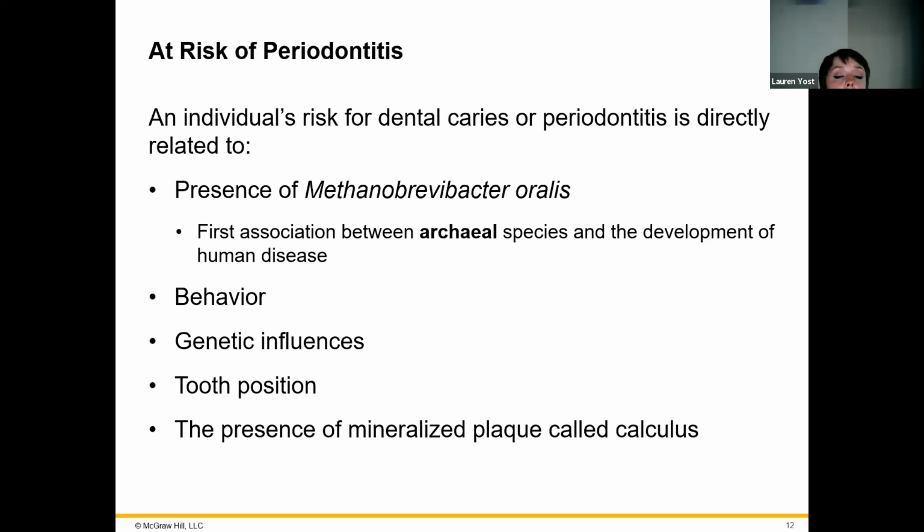Your risk of periodontitis through dental disease is going to be higher if you have Methanobrevibacter oralis. Methanobrevibacter oralis is an archaea. It's the only archaea that we will ever talk about in this class that is associated with dental caries. And if you have this bacteria, you're more likely to have severe presentation of periodontitis.